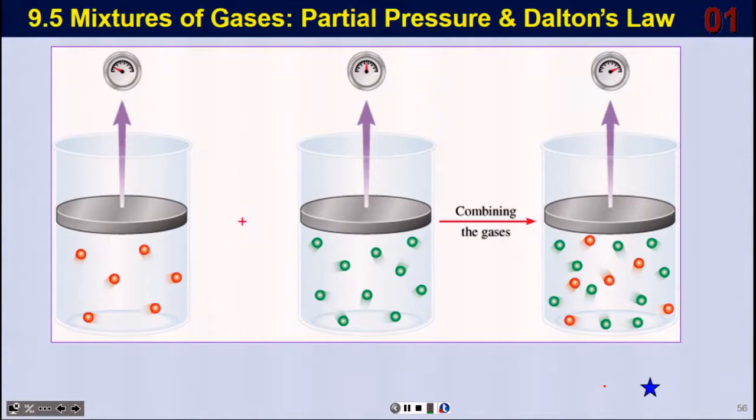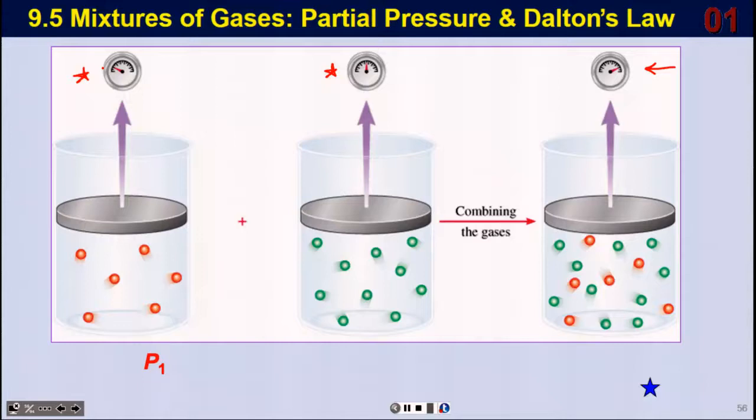So think about it in this graphic or visual way here, where we have two different containers of gases. One on the left has red gas molecules, and the middle has green gas molecules, and they have pressures on gauges shown at the top. This one has a little bit of pressure, this one has some more. But if you combine the two gases in the same volume, there's no change in volume here. On the right, now we have a different level of pressure. It's increased by combining the two gases, and their numbers of moles are combined into that last container.